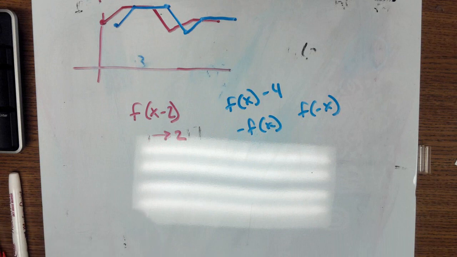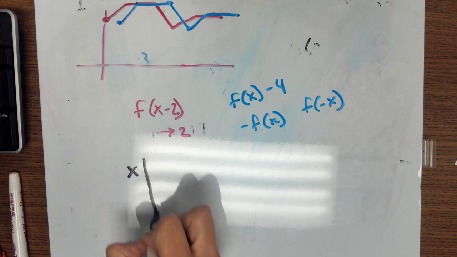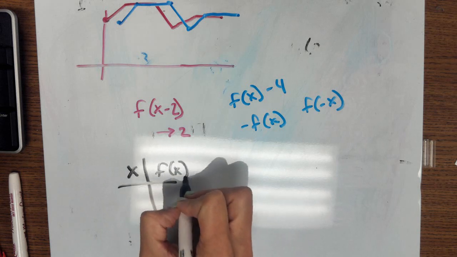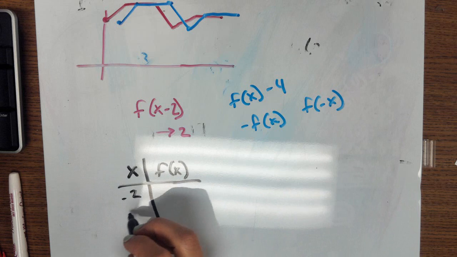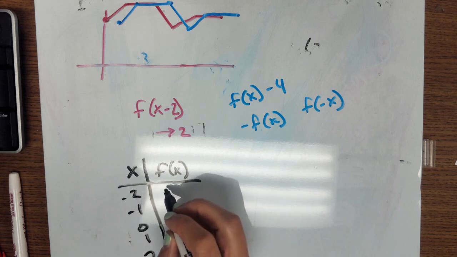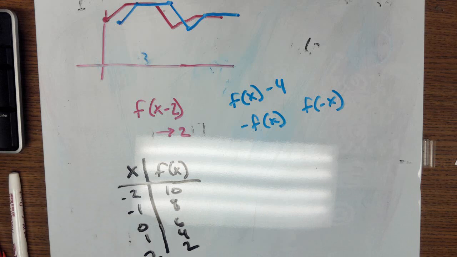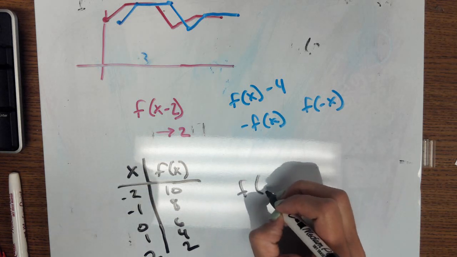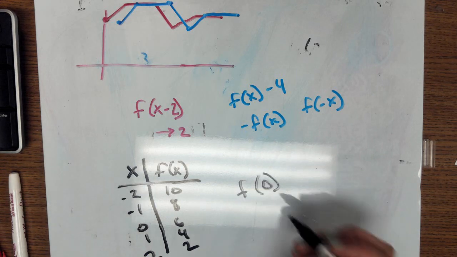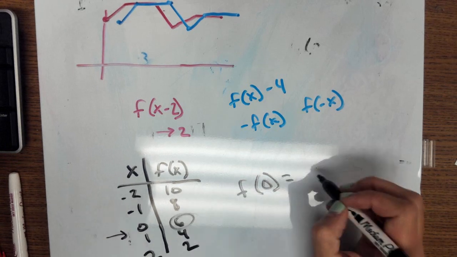And then finally, the tables. We've got x, f of x, let's just say negative 2, negative 1, 0, 1, 2, and we've got 10, 8, 6, 4, 2. So we got a linear. If I wanted to find f of 0, well, that replaced the x. So I'm going to look right here. My actual answer is 6.